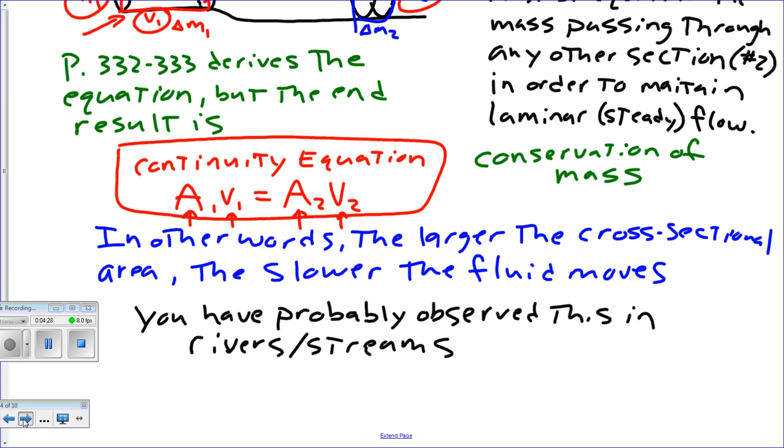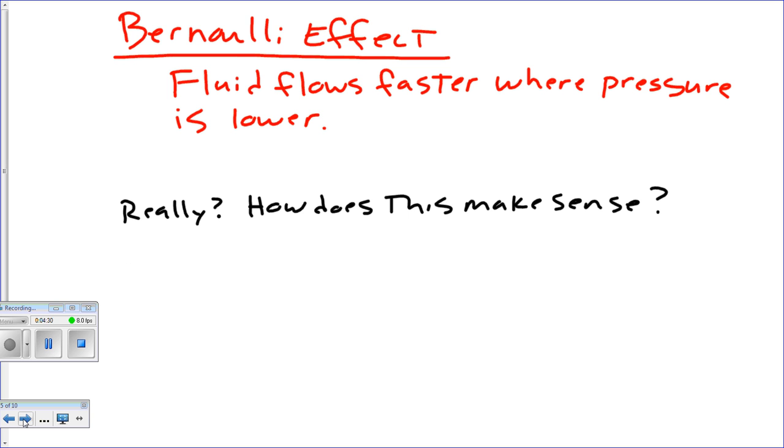Moving on. The Bernoulli effect. Let's say that 10 times fast. Bernoulli: fluid flows faster where pressure is lower. Now, let's think about that. Fluid flows faster where the pressure is lower. How does that make sense?